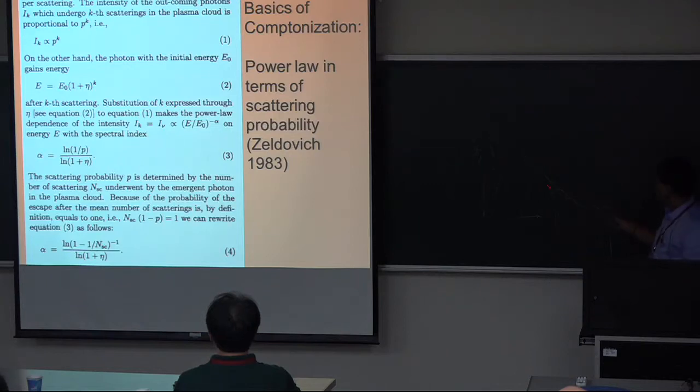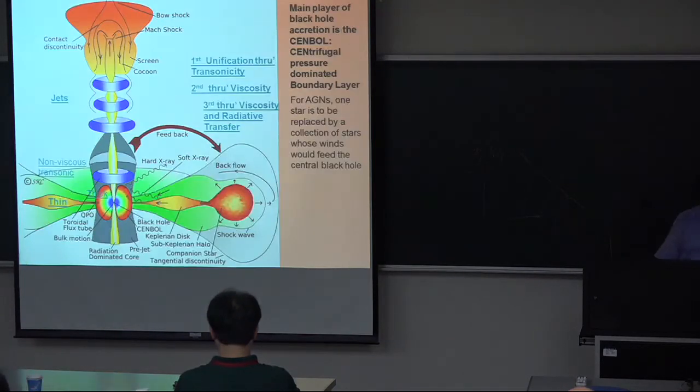And of course, after a few scatterings the electron's energy is draining out, so it will not be able to transfer the same amount of energy, 4kT by mc square. So the recoil effect will be important. I really don't have much time to delve into every topic. But at the end of the day, this is what we believe is happening. You will not always have this picture, but this is the most general thing.